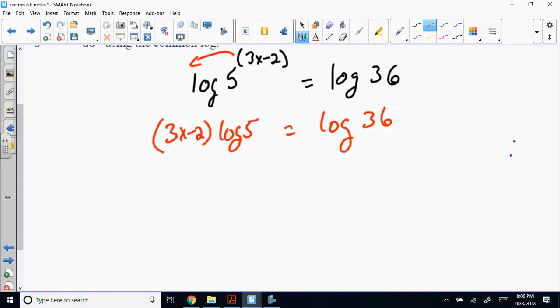All right. Yeah, I took that to the front, right? Because it's power, right? The power property of a log. Now, this is 3x minus 2 times the log, right? So in theory, we should be able to take and divide both sides by log of 5, right? And that would be 3x minus 2 equals log of 36 over log of 5, right? And then I got to turn around and do what? Add 2 and divide by what? 3.